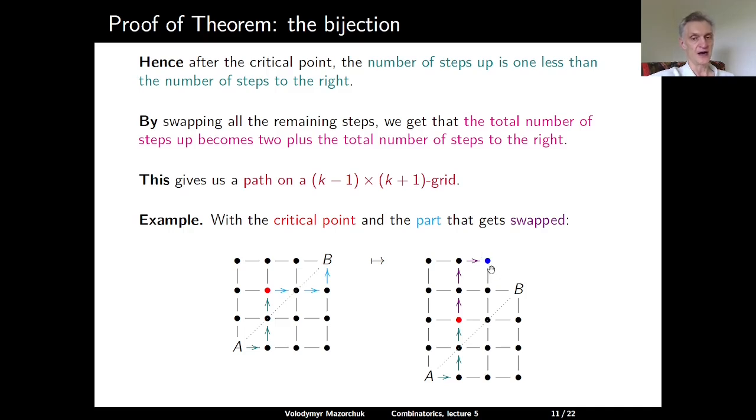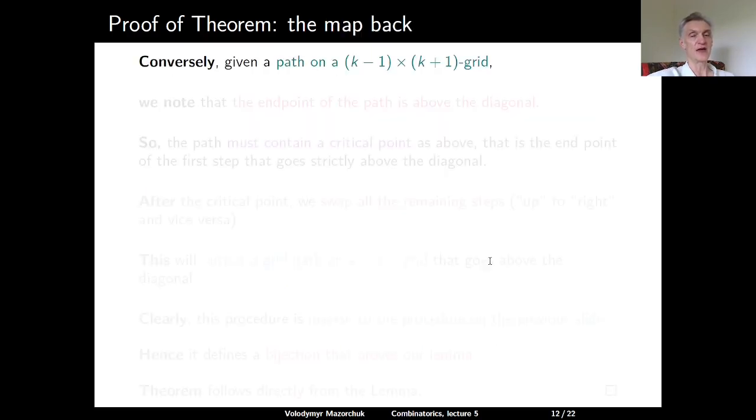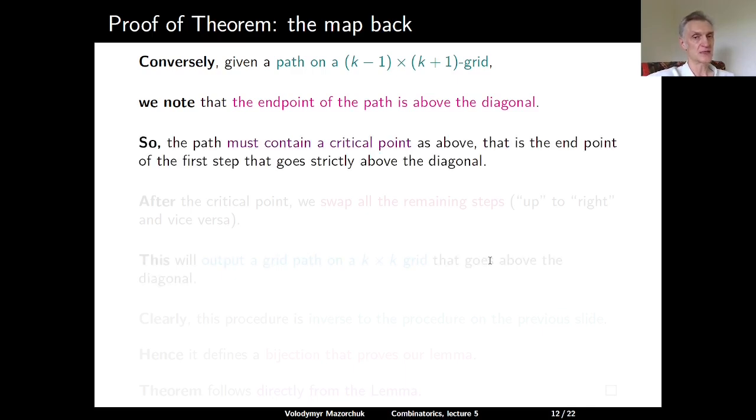And as you see, we land at the point which is k-1 times k+1. That's the northeast corner of a k-1 times k+1 grid. Conversely, if we have a path on a k-1 times k+1 grid, the end point of that path is definitely above the diagonal, so the path must contain a critical point in the previous sense: the first point which appears after we cross the diagonal and go up.